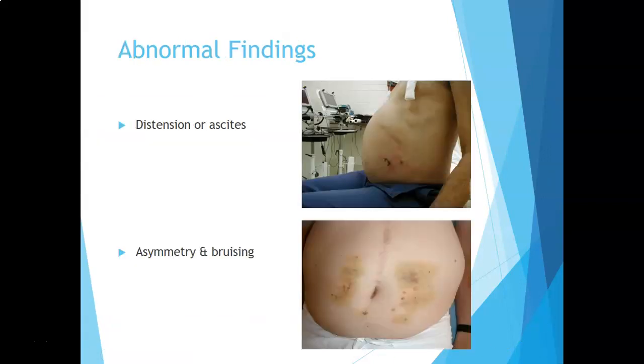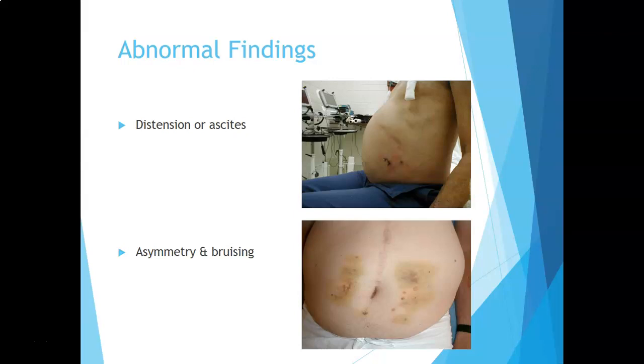So here's some abnormal findings. Here on the top, we can see some distension or ascites. So again, it's going to be that really taut belly. If you didn't know this was a guy, you might think this is a pregnant woman, but this is actually distension or ascites. I can't tell by looking at it. To me, it looks like ascites, I guess. But you won't really know that until you're doing further testing.